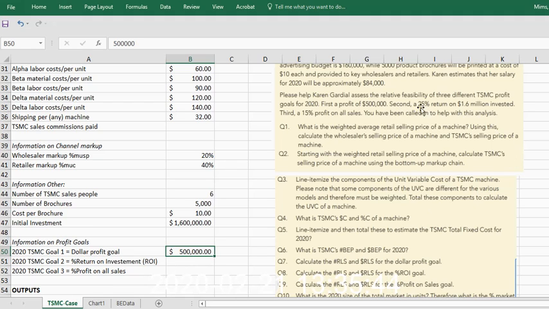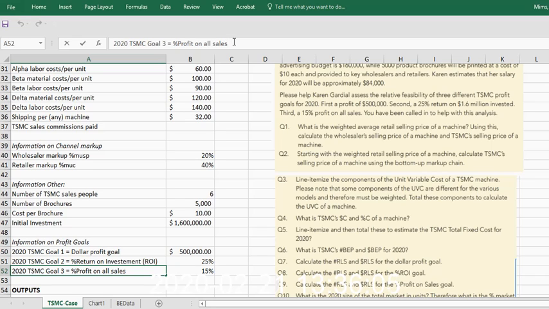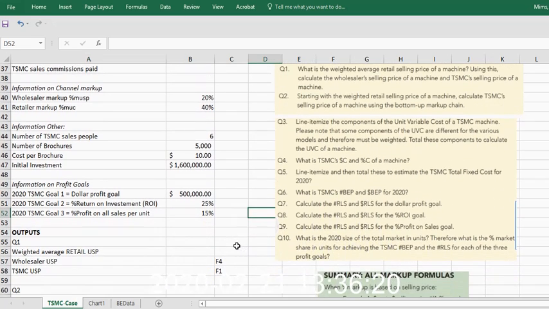The second is to make 25% return on that $1.6 million. So we're going to put in 0.25 and make sure that we make that a percentage. And then the last thing is we want to have a 15% profit on all sales. Well, that's per unit. So let's put that percent profit on all sales per unit. So we need to read that correctly as we saw in the case. Now we're ready to do some outputs and answer some questions.